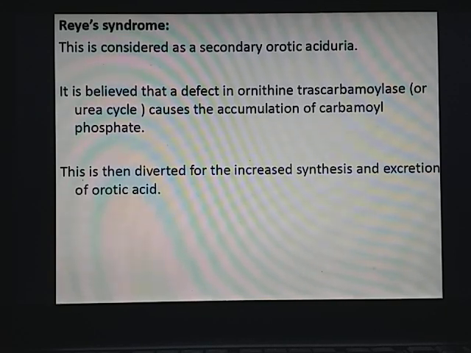Then Reye's syndrome. This is considered as secondary orotic aciduria. It is believed that a defect in ornithine transcarbamylase causes the accumulation of carbamoyl phosphate. This is the enzyme of the urea cycle. So the carbamoyl phosphate is then diverted for the increased synthesis and excretion of orotic acid.